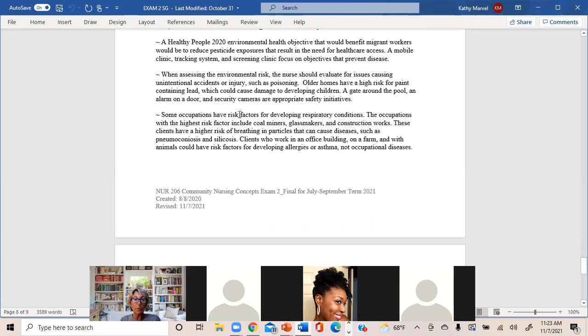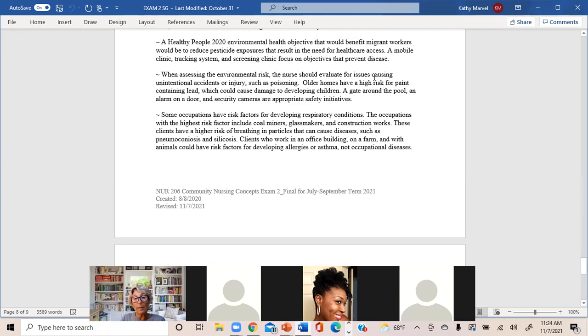Okay, again, on chapter 6 here, when assessing environmental risks, the nurse should evaluate for issues causing unintentional accidents or injuries, such as poisonings, right? We know that older homes have a higher risk of paint containing lead, which potentially could cause damage to developing children. So some thoughts: a gate around the pool, an alarm on the door, security cameras, or appropriate safety initiatives.